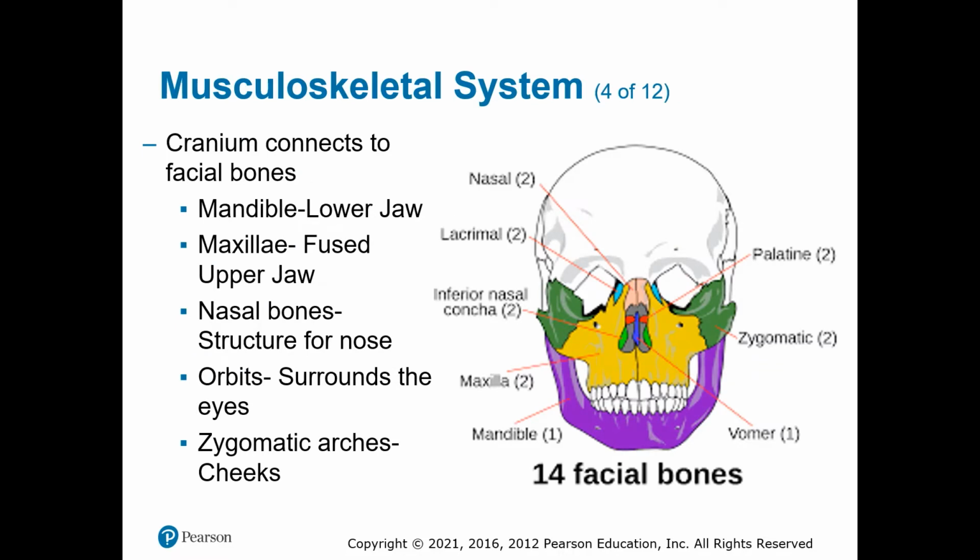In the facial area, we have the mandible, which is your lower jaw, and your maxilla, which is the fused upper jaw. It's fused to the cranium through those sutures or fissures. You have your nasal bones, which are the structure for the nose, your orbits that surround the eyes, and the zygomatic arches, which are your cheekbones.